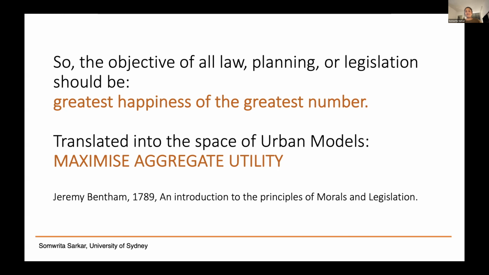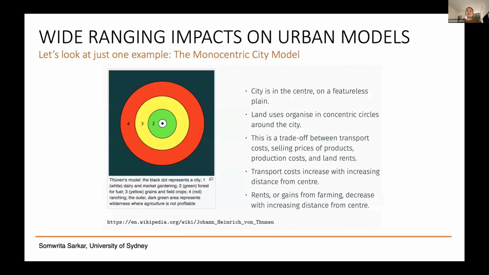So every single optimization model will maximize aggregate utility. I'm going to walk through one particular example in detail, but then discuss many other models in which it reflects in very different ways. So when we're talking about this principle of maximizing aggregate utility, let's look at one classic model. And I have to say that this principle of maximizing utility has very wide ranging impacts on all kinds of urban models. But this is the most classic, right? So this is our monocentric model. And I have to remind myself that the podcast.